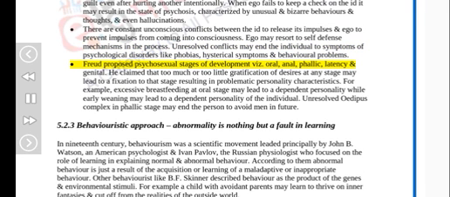Freud proposed psychosexual stages of development, viz. oral, anal, phallic, latency, and genital. He claimed that too much or too little gratification of desires at any stage may lead to a fixation at that stage, resulting in problematic personality characteristics.